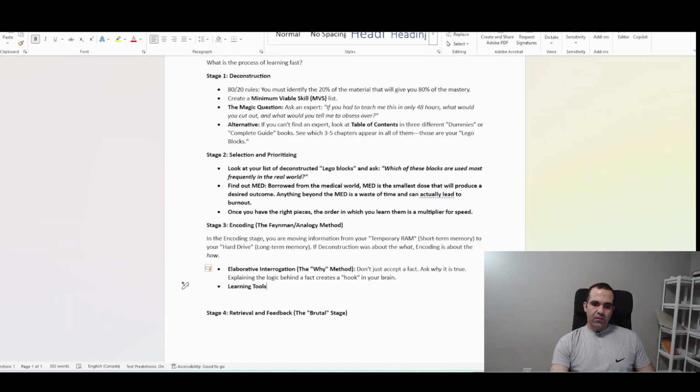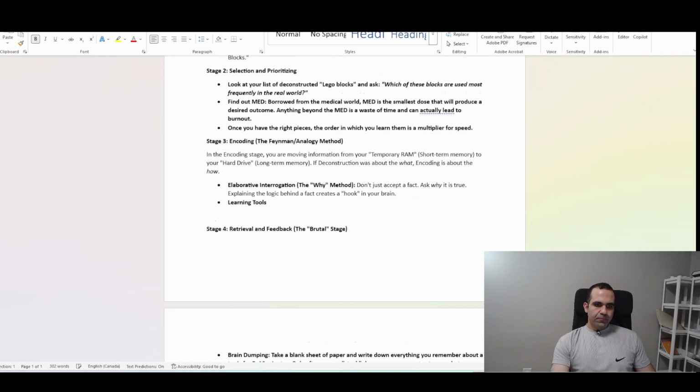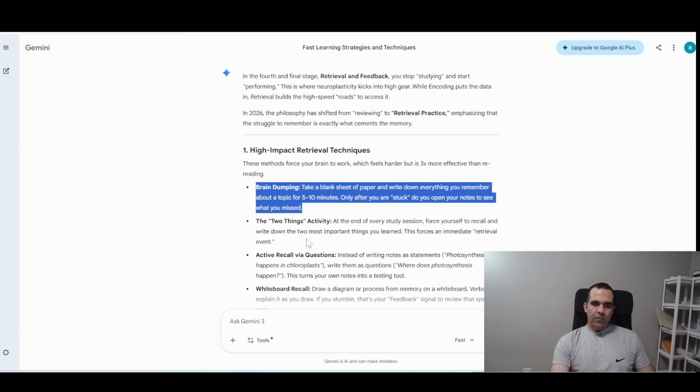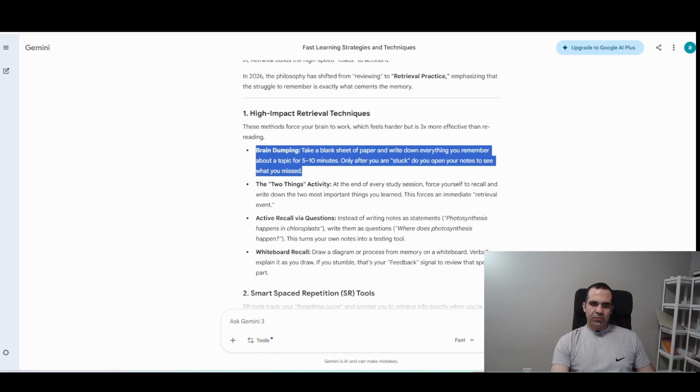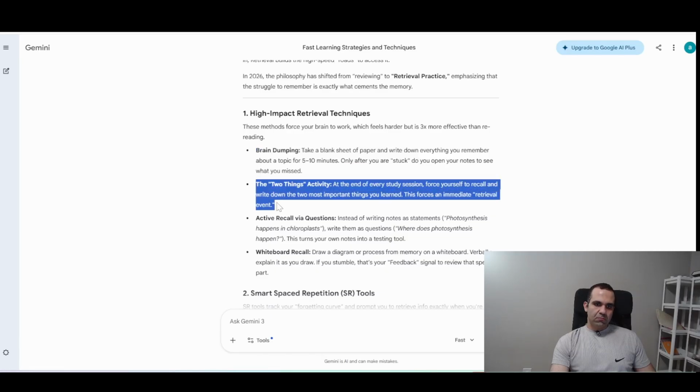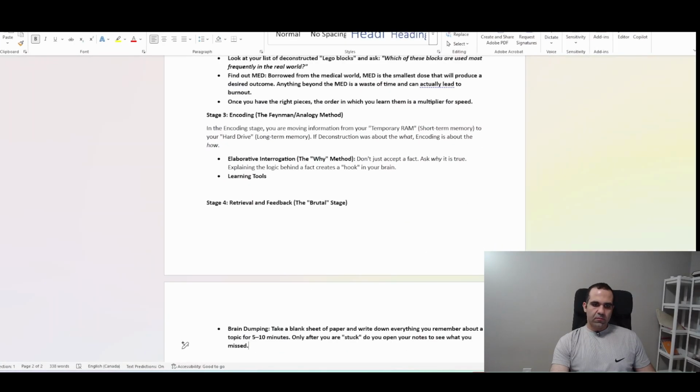Nice. Into retrieval. The two things activity: at the end of every study session, force yourself to recall and write down the two most important things you learned. This forces an immediate retrieval event. This was nice.